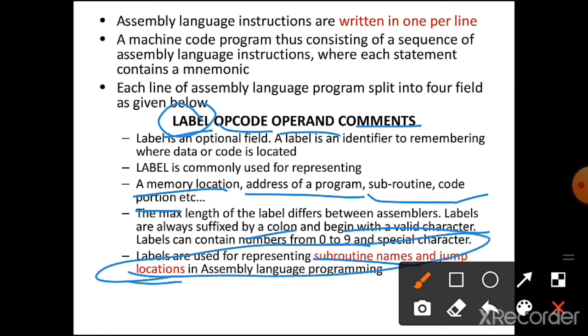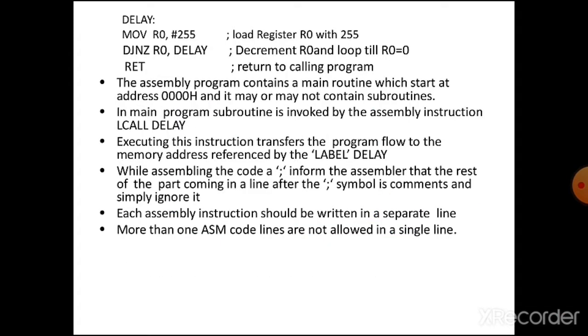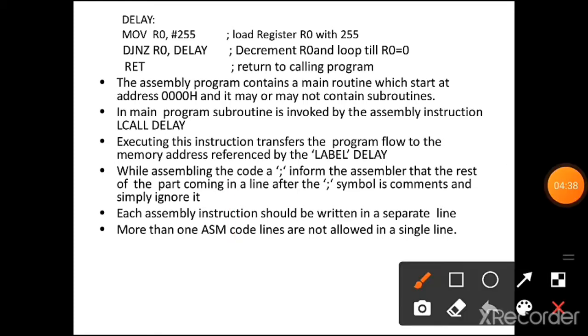So a label is an identifier for remembering where the data or code is located, such as a subroutine name or a jump location. Then this is an example of a program.